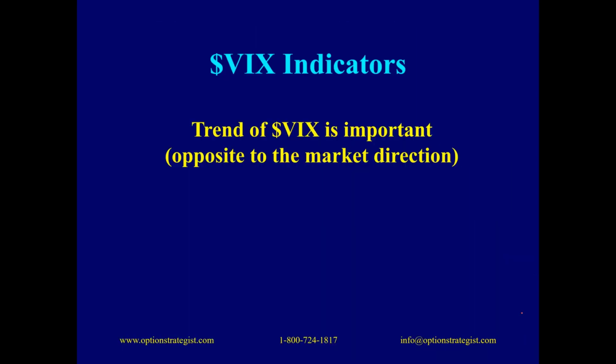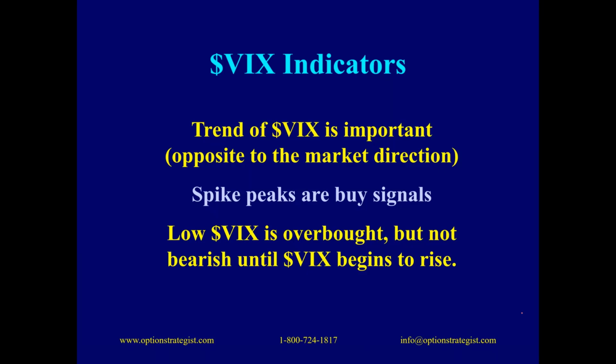So let's look at the VIX indicators. This is pretty interesting, and I think a lot of times people misunderstand VIX. The trend of VIX is important. It should be trending opposite to the market. Sometimes when panic hits, VIX spikes up and back down. Those are buy signals for the stock market.